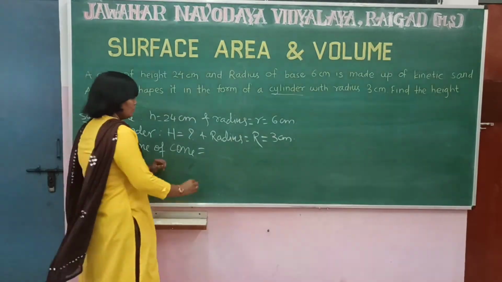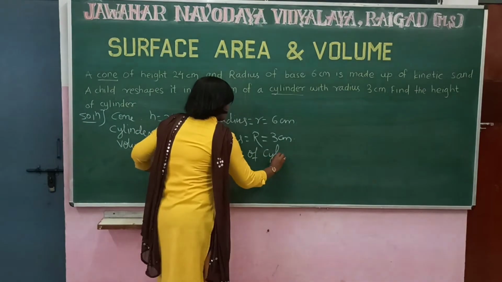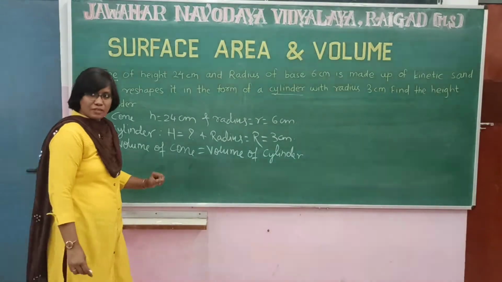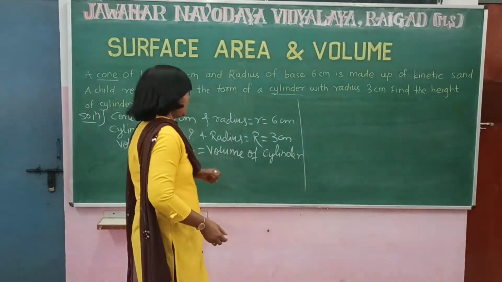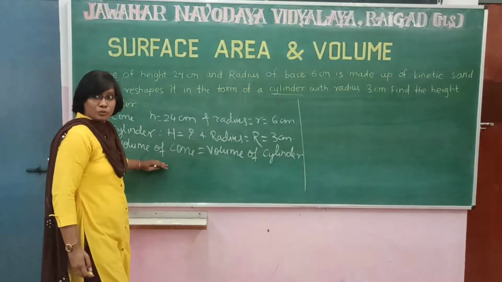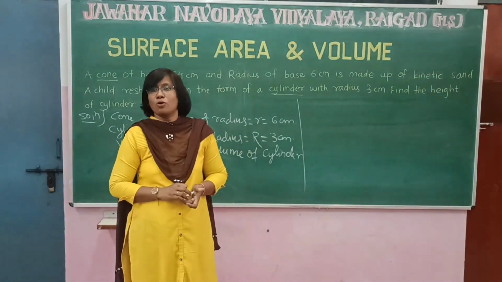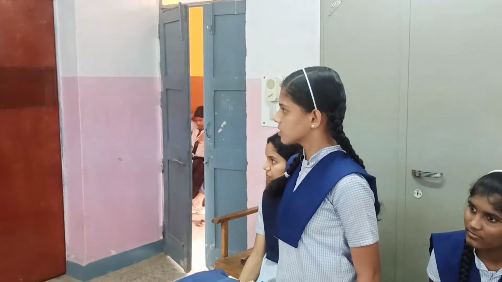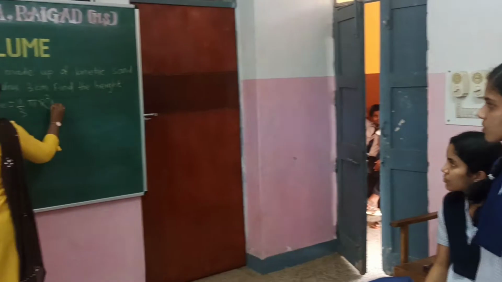Volume of cone will be equal to volume of cylinder. This is what is given here. Now let me write what is the volume of cone according to the formula. So who will recapitulate and tell me the formula for volume of cone? Raise your hands. Okay, Kshitija. Volume of cone is equal to 1 by 3 pi r square h. Very good.